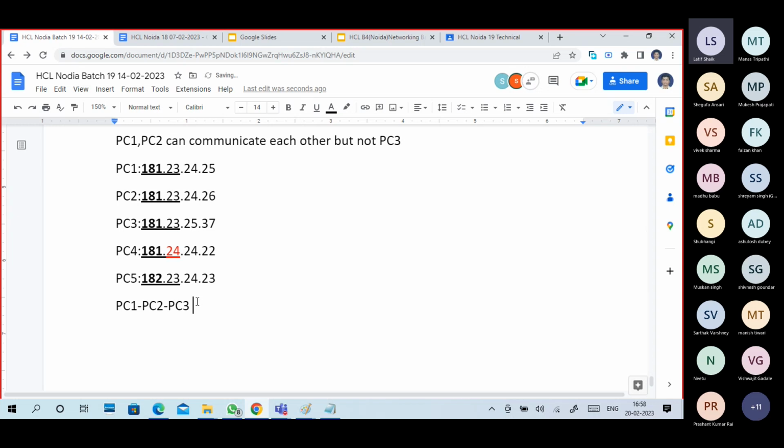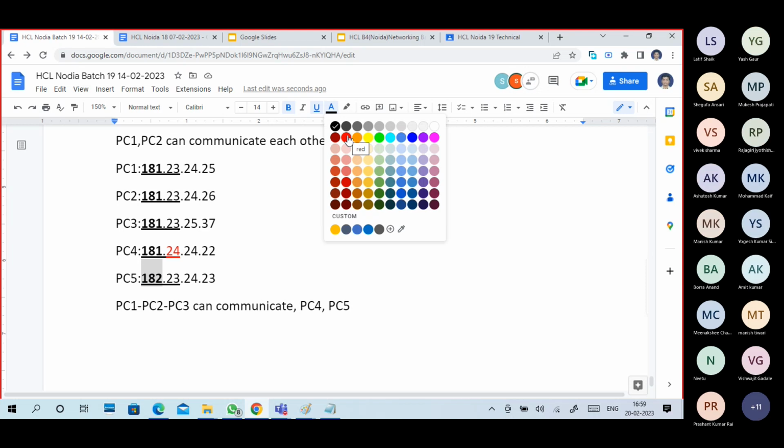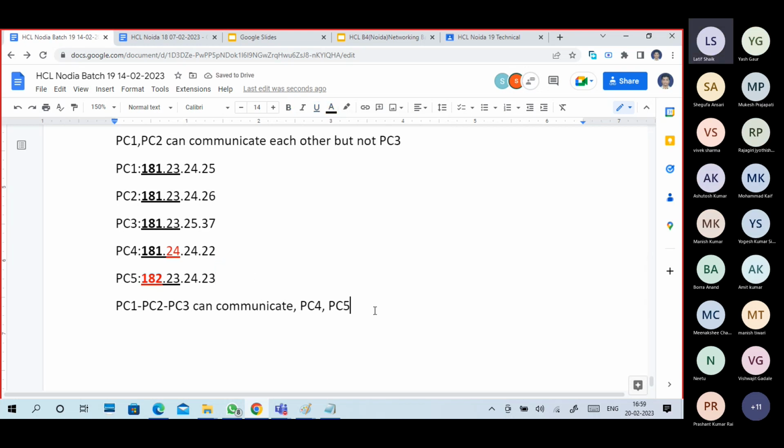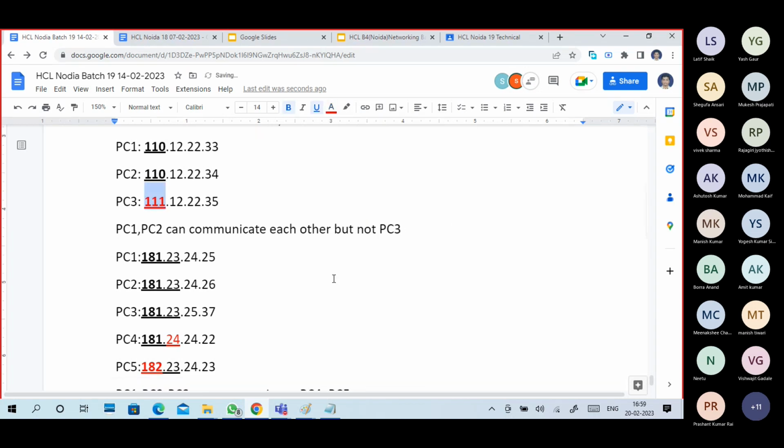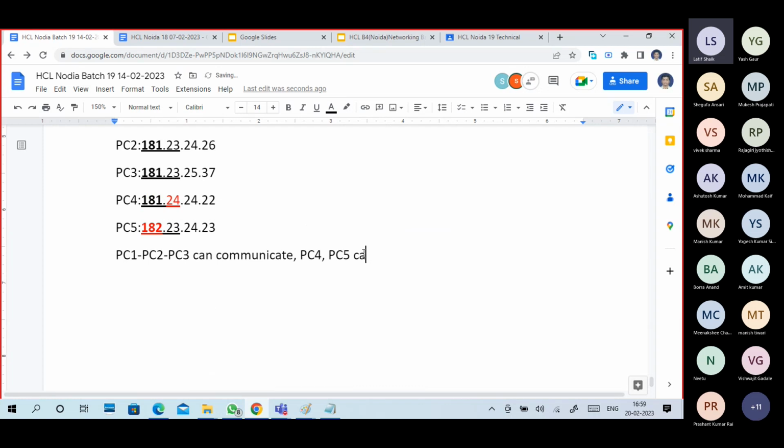Okay. So we can understand PC1, PC2, PC3 can communicate, whereas PC4 has a problem, and PC5, see PC5, where is the problem? There it is a problem. Okay, so they cannot communicate. So there is a problem with the IP addresses.